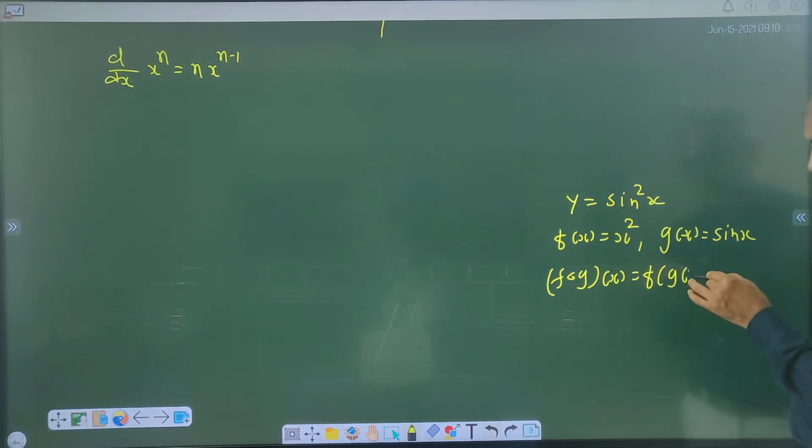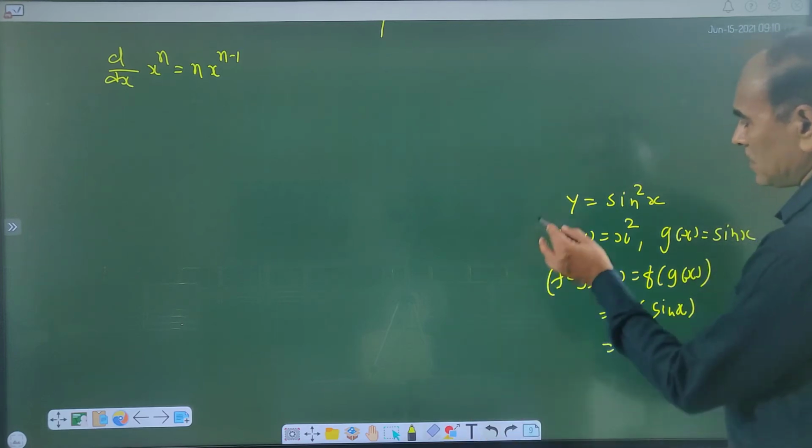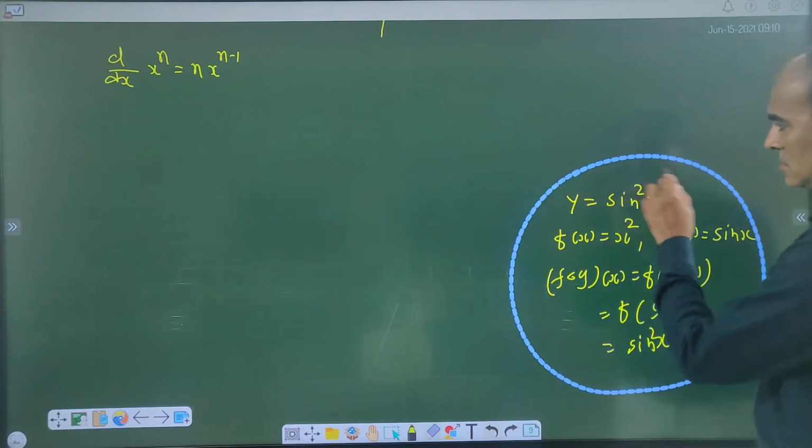f of g of x. What is g of x? Sin. What is f of something? Something square. So it's a composition. So how to find the derivative of a composite function? See here.